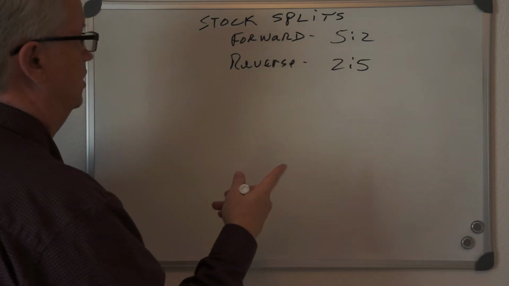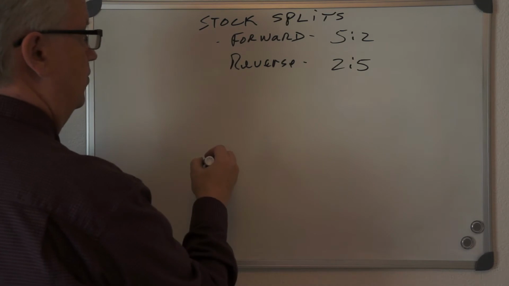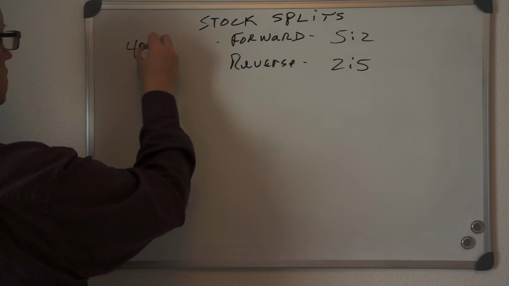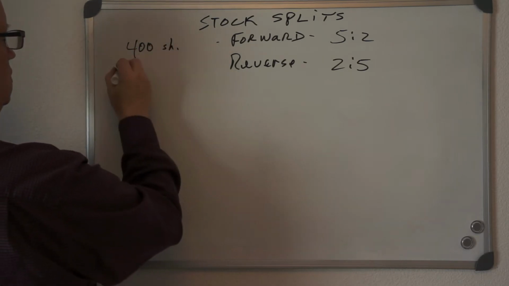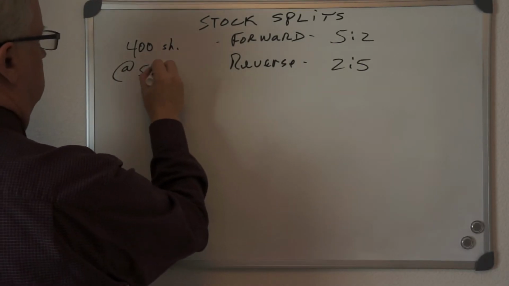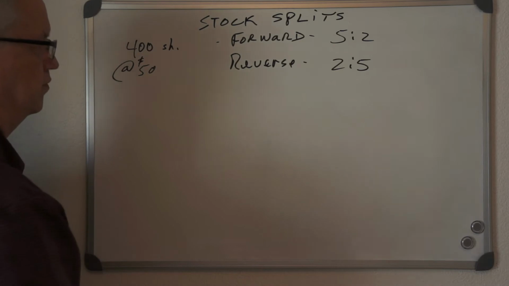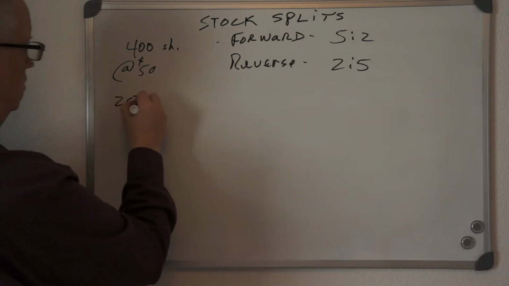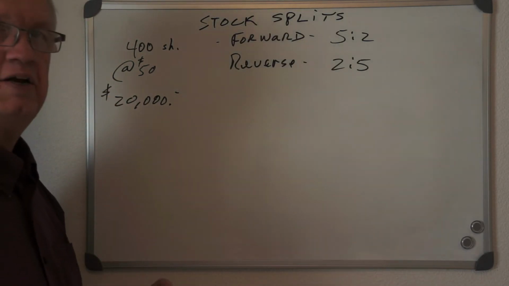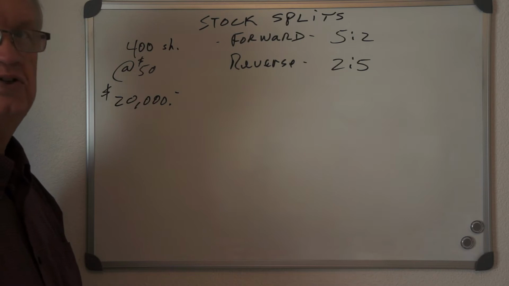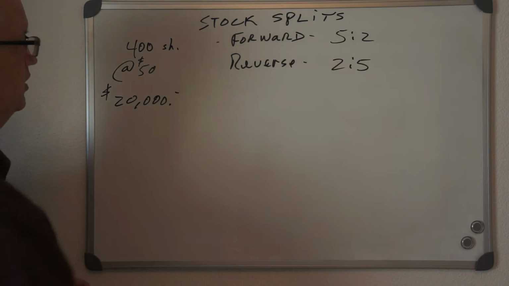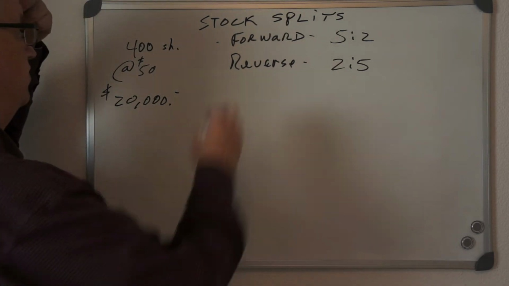So let's do one calculation. Let's do the forward, it's the most popular. You own, let's say, 400 shares at $50 a share. So you got a portfolio of $20,000 in that stock. After we calculate it, multiply the two answers, it should equal 20,000 now. So let's take a look at a forward split. Let's say 5 to 2.